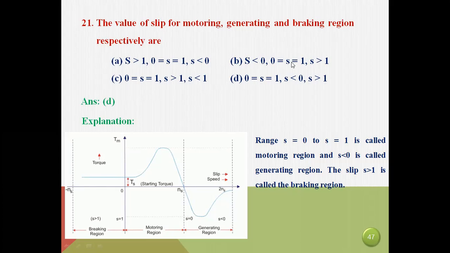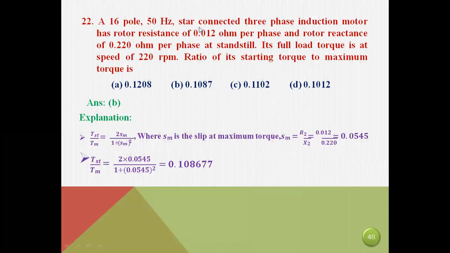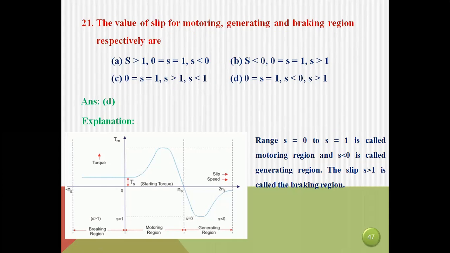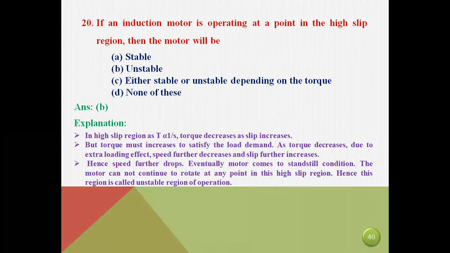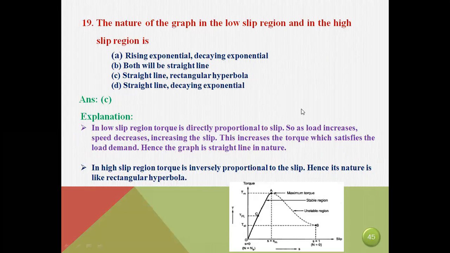So if the value of slip is less than 0, only here you will get the braking region, generating region. And for the braking region, you will require slip greater than 1. And about motoring, we have seen you will get slip equal to 0 or slip equal to 1. You can observe this waveform. See here, you will get slip equal to 0 or slip equal to 1.